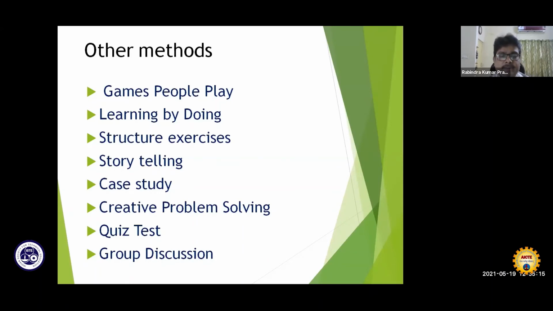Yes, many times we use the group discussion method also. In group discussion methods, for example, you give them a topic for discussion.